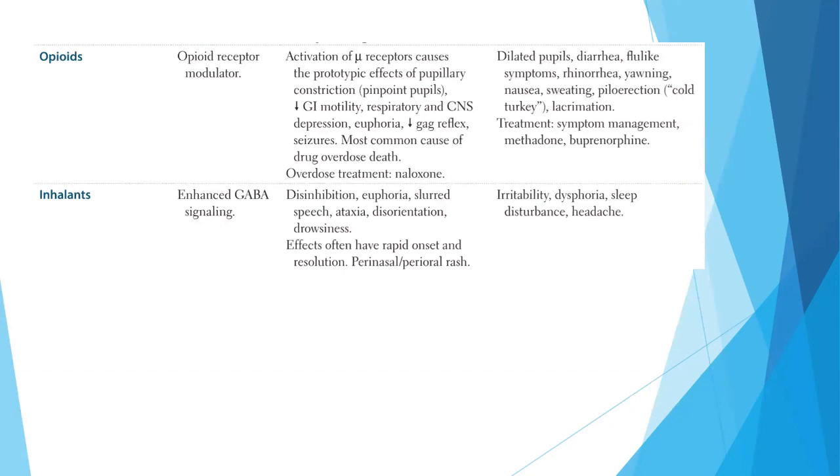Now, dilated pupils, diarrhea, flu-like symptoms, rhinorrhea, yawning, nausea, sweating, piloerection, and lacrimation are some of the symptoms of withdrawal of opioids. And we treat the withdrawal by symptomatic management, methadone, and buprenorphine. Inhalants enhance the GABA signaling and they cause disinhibition, euphoria, slurred speech, ataxia, and disorientation. And in case of withdrawal, there is again sleep disturbance and headache.